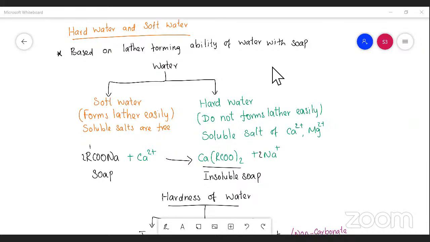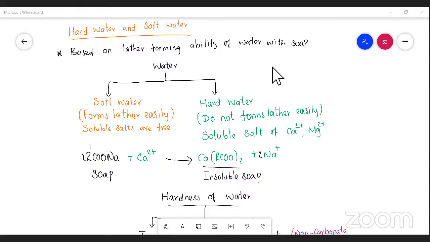Okay. What do you mean by soap? What is the formula for soap? RCOONa. What is actually soap? It is the sodium salt of fatty acid. The sodium salt of fatty acid is nothing but soap.